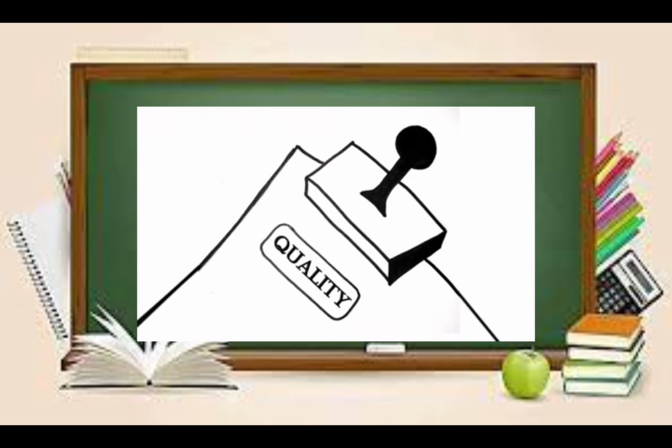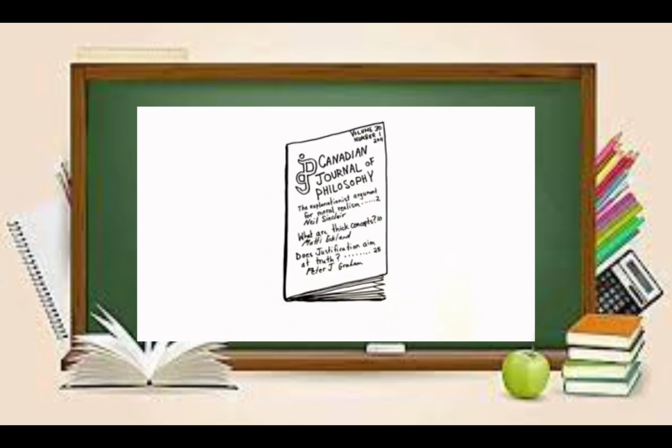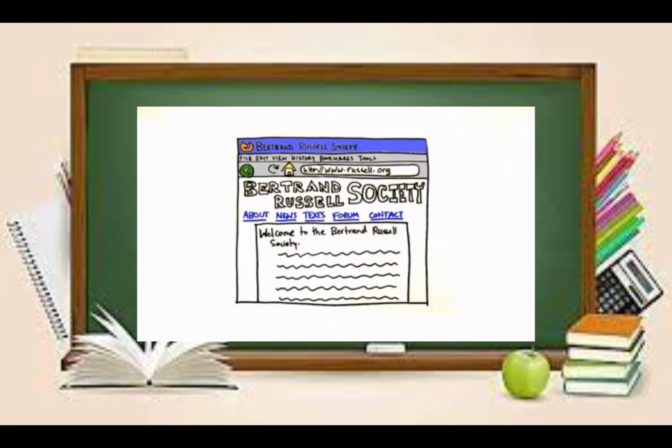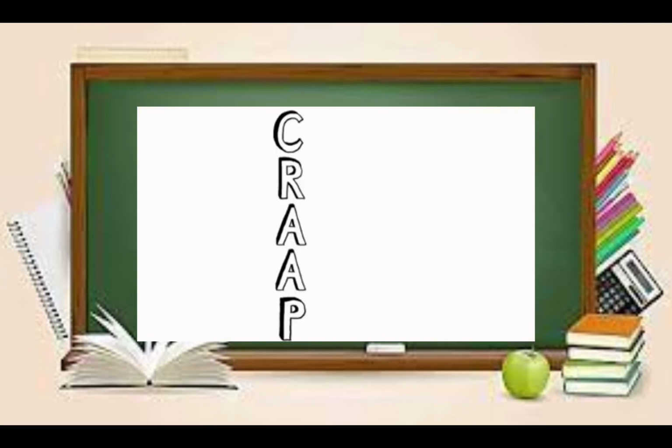If you want to succeed at your assignments or research, you should only use quality information, whether it's found in books, journal articles, or websites. Use the following criteria, also known as the CRAAP test, to critically evaluate any source of information.